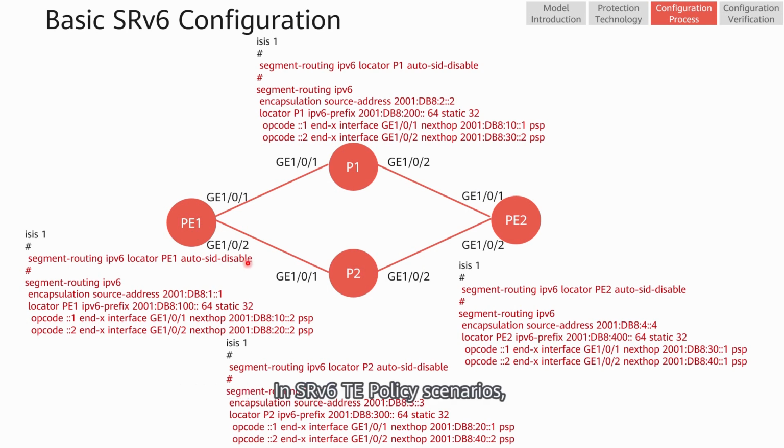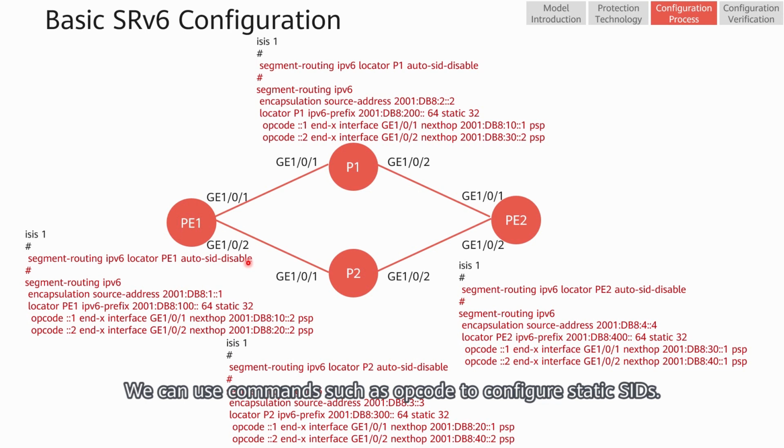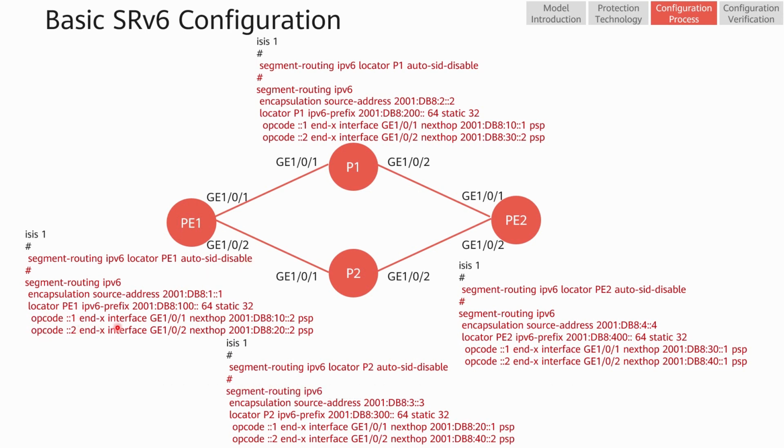In SRv6 TE policy scenarios, the seed dynamically generated by ECs will change if a device or protocol restarts, causing the SRv6 TE policy to fail. This is why manual seed configuration is recommended. We can use commands such as opcode to configure static seeds.